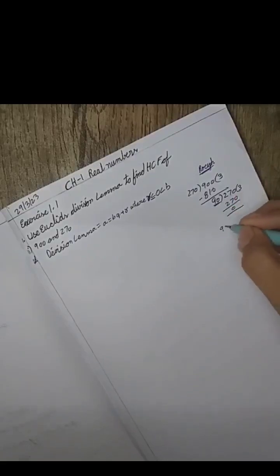Now let's take this 270 as the dividend. 90 threes are 270. Now we got the remainder as 0. So 90 is the HCF of 900 and 270.